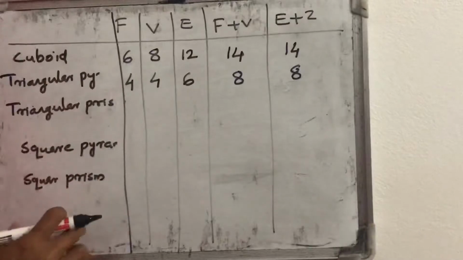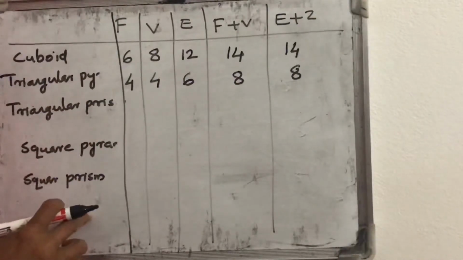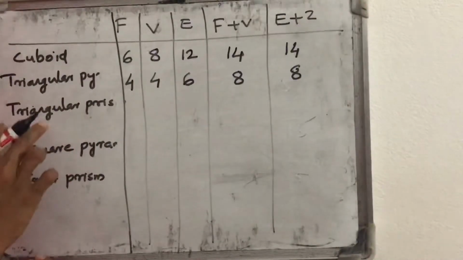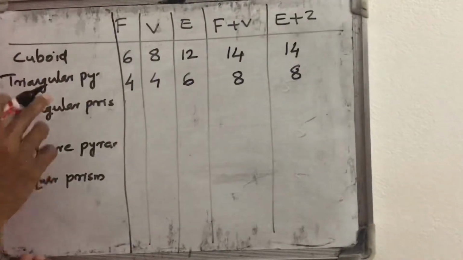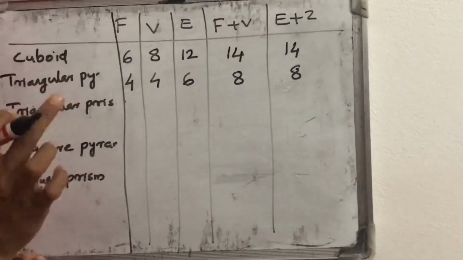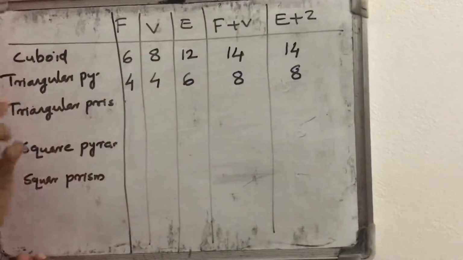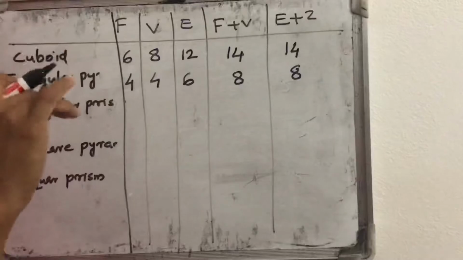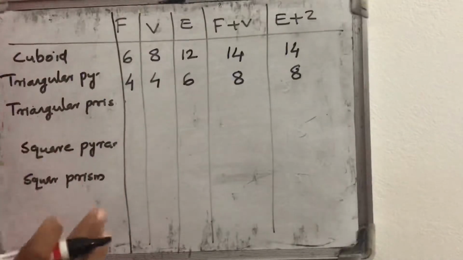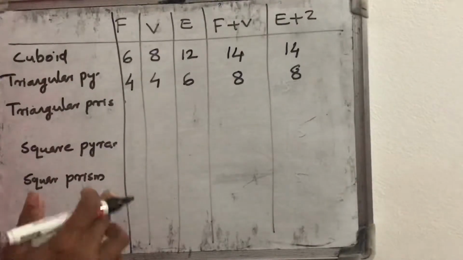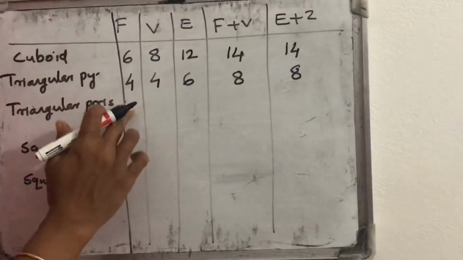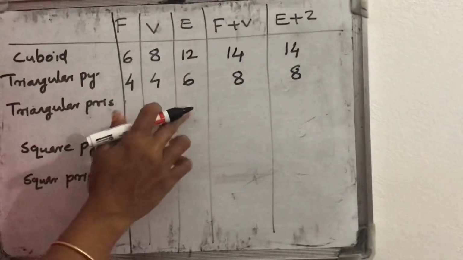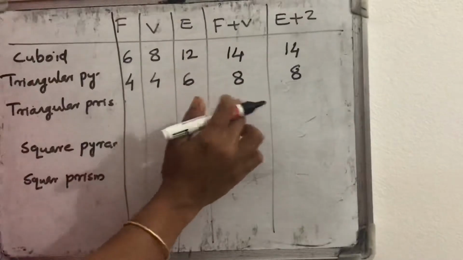So just like this, the remaining part you want to fill. Okay, for a triangular prism, what will be? This is for triangular pyramid. Pyramid and prism difference you understood. And triangular prism, both the top and bottom will be triangle shape and the lateral faces rectangle shapes. And find out the faces, vertices, edges, then find f plus v and e plus 2.